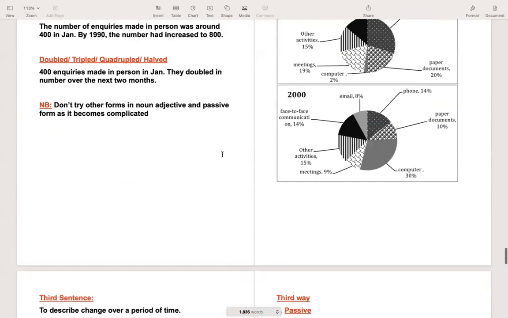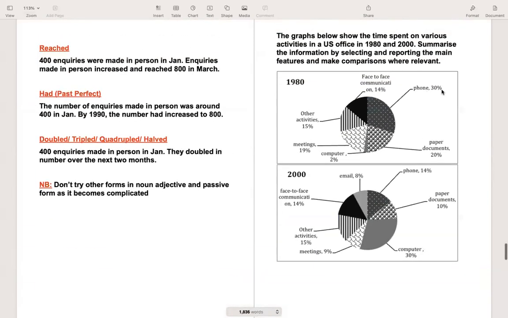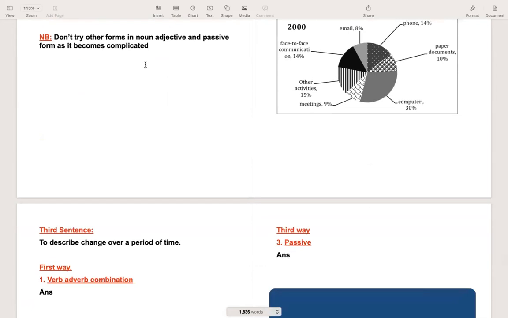Phone. Okay. So we are going to talk about the phone. So what's the value for the phone in the first year? 30%. And the second year? It's 14%. Okay. So we are going to make all the three types of sentences one. First, verb adverb, noun adjective, and passive. So let's see if you can make the verb adverb first.